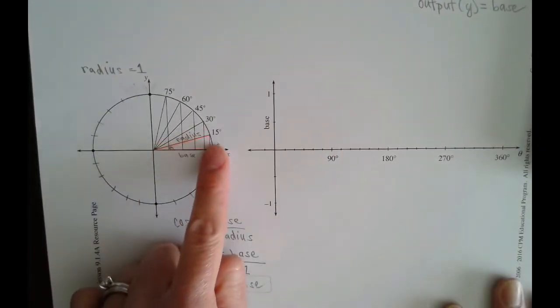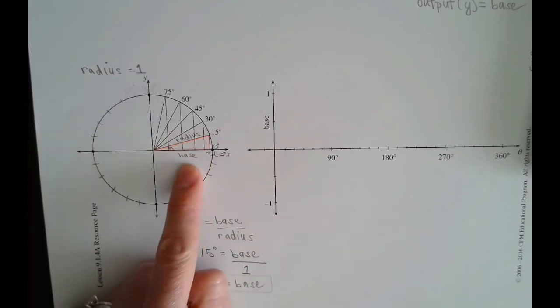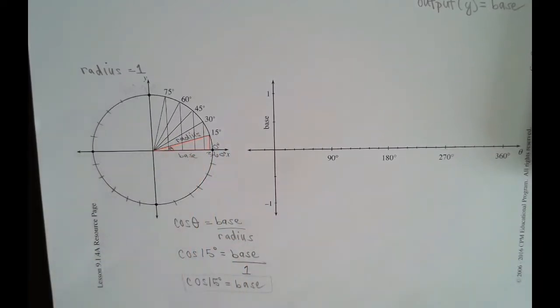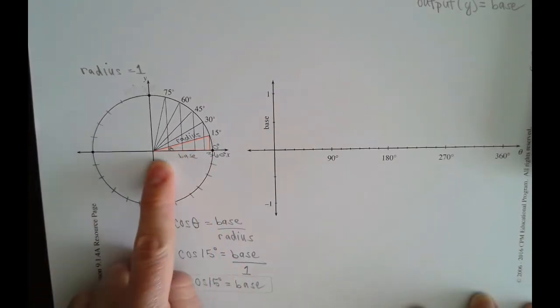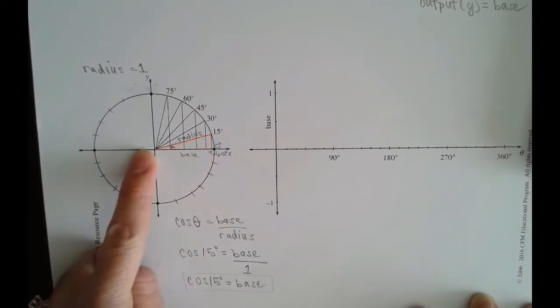I've highlighted one triangle here and indicated that we're working with the side labeled base and side labeled radius. I've also called this side length the horizontal distance to the y-axis, or even to the origin.